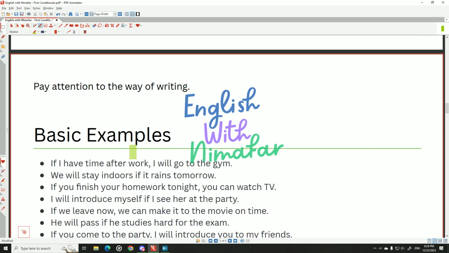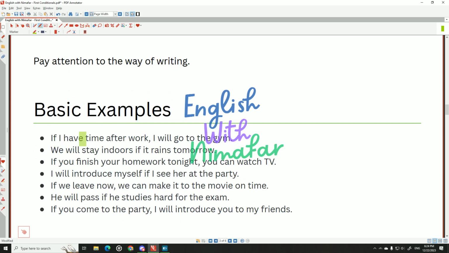Basic examples: If I have time after work, I will go to the gym. We will stay indoors if it rains. If you finish your homework tonight, you can watch TV. I will introduce myself if I see her at the party. If we leave now, we can make it to the movie on time. And he will pass if he studies hard for the exam. If you come to the party, I will introduce you to my friends.